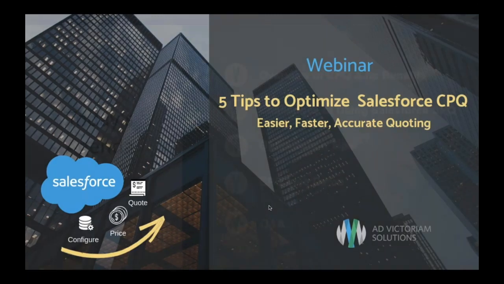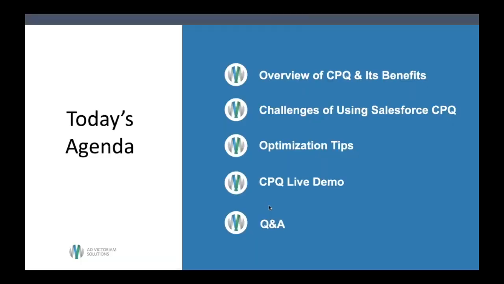All right, I'm going to go through our agenda really quickly. So first we're going to do a quick overview of CPQ by going through some of the benefits of implementing a tool like CPQ. Next, we'll go into some of the challenges that we've seen throughout our CPQ implementations. We'll then go into our 5 optimization tips. A lot of those are based on those challenges that we're going to walk you guys through.